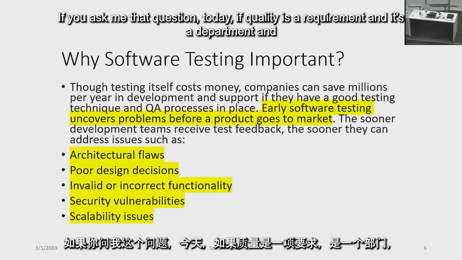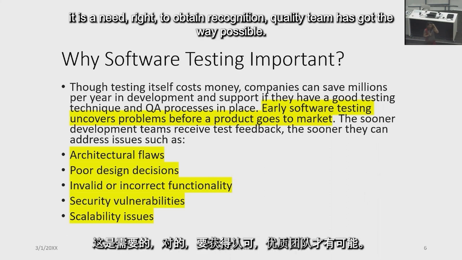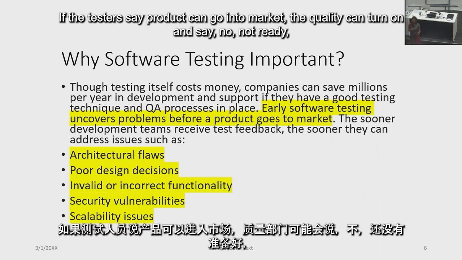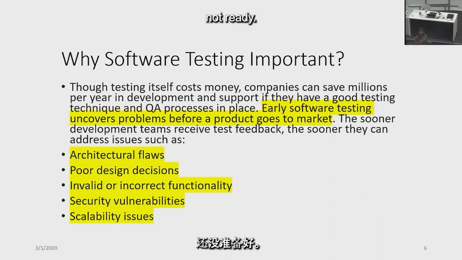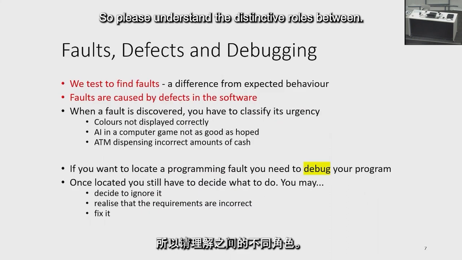So in the industry, it's a lot about who's got the power. If you ask me today, if quality is a requirement and it's a department and it is a need to obtain recognition, the quality team has got the upper hand. If the testers say the product can go into market, the quality team can turn around and say, no, not ready. Not ready. So please understand the distinctive roles.